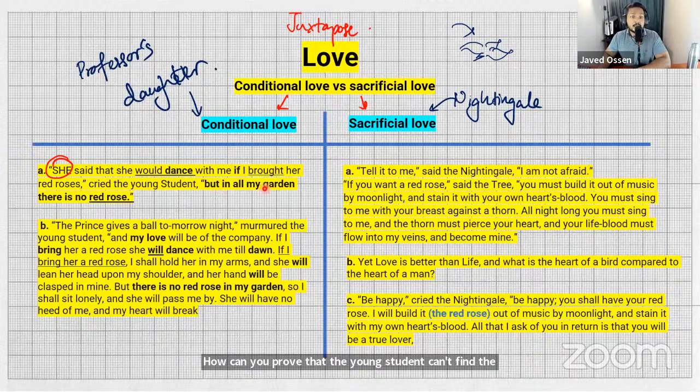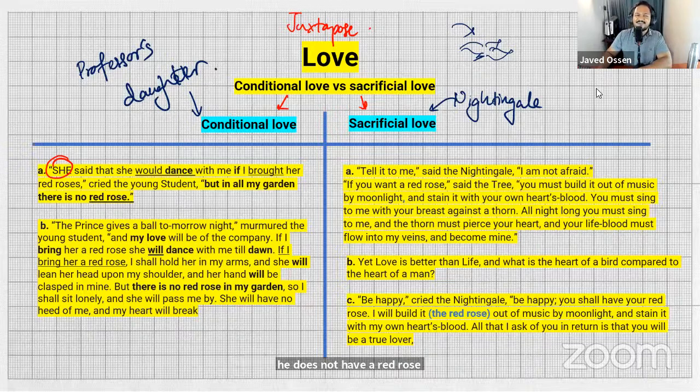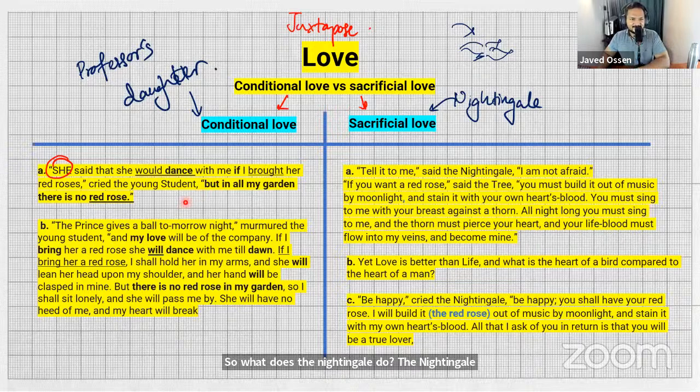But in all my garden, there is no red rose. But there is no red rose in my garden. So he admits that he does not have a red rose. So what does the nightingale do? The nightingale sacrifices her life for a red rose. Such a simple idea, right?